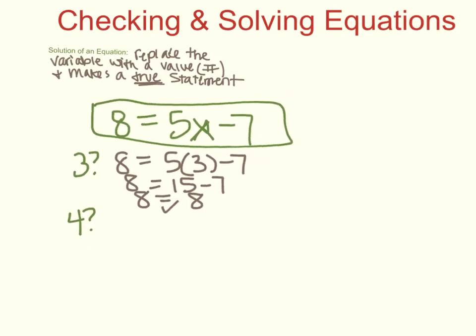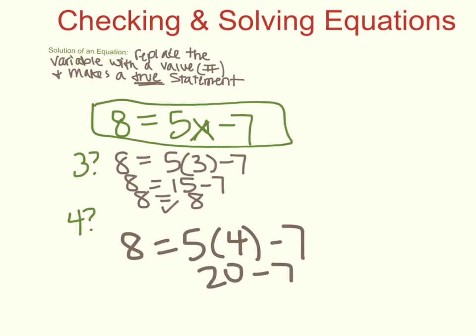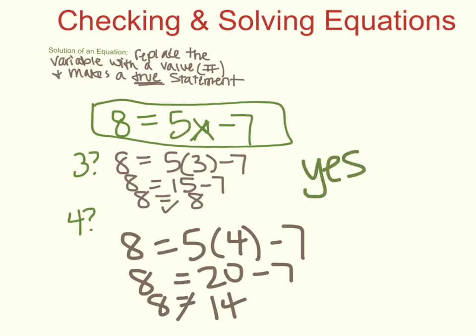Now we need to check on 4. So again, we're going to replace 4 for the variable. And then we get 20 minus 7 equals 8. And clearly 8 does not equal 13. So the answer then to our question would be yes, it does. 3 is a solution, and no, 4 is not a solution.